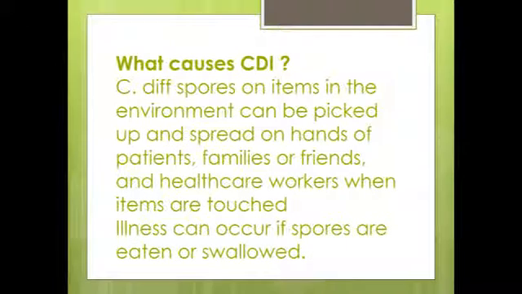What causes CDI? Clostridium difficile bacteria produces spores that are passed in feces and spread to food, surfaces, and other objects when people who are infected don't wash their hands thoroughly. The spores can live outside the body for weeks or months and can be found on many items in the hospital environment, including bed rails, linens, bathroom fixtures, and medical equipment.